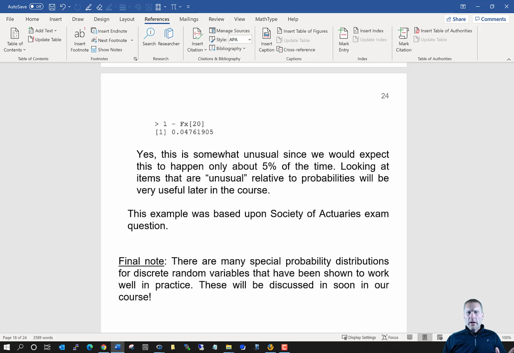So if 20 or more claims do actually occur for this company, you might be thinking, wait a second, there might be something weird going on here. Maybe this company is submitting false injury claims, perhaps. Or maybe some other weird things happen that's causing this unusual thing to occur. Again, as we go through the semester, we're going to be looking at unusual events, and we quantify the unusual events, or make decisions if something's unusual, by looking at probabilities.